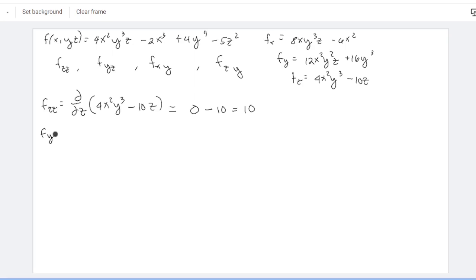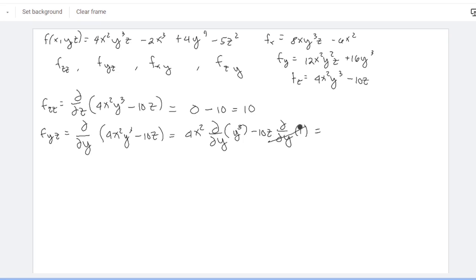Next, fyz. This is the partial derivative with respect to y of 4x squared y cubed minus 10z. So 4x squared times the partial derivative with respect to y of y cubed, and the 10z term, with respect to y, becomes 0. So I will have 12x squared y squared.